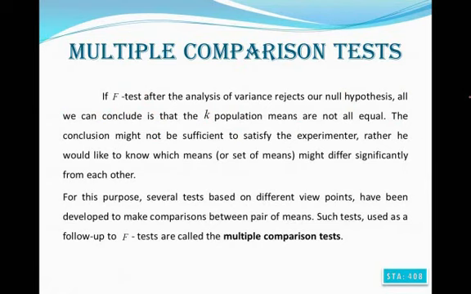Multiple comparison tests. If the F test after the analysis of variance rejects our null hypothesis. As you know, when we perform the analysis of variance, we finally calculate the F test value and compare it with the tabulated value. If the F value, after the analysis of variance, rejects our null hypothesis, all we can conclude is that the K population means are not all equal.